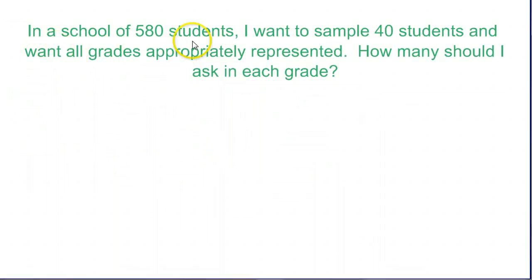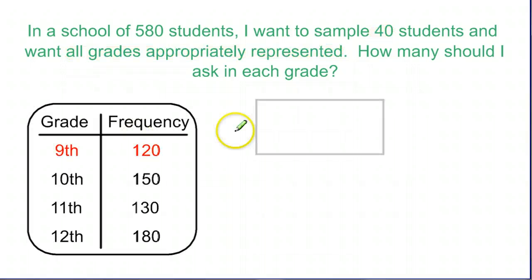Imagine that you have a school of 580 students and you want to take a sample of 40. But here's the thing, you don't want to just randomly pick 40 people out of the school. You want all grades to be appropriately represented. How do you ask the right number of people in each grade? How many should you ask in each grade?